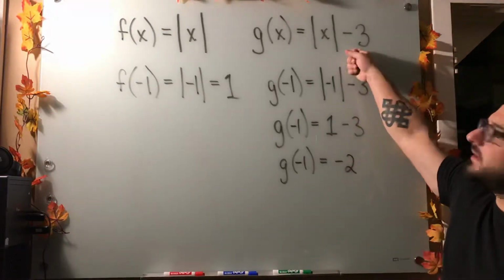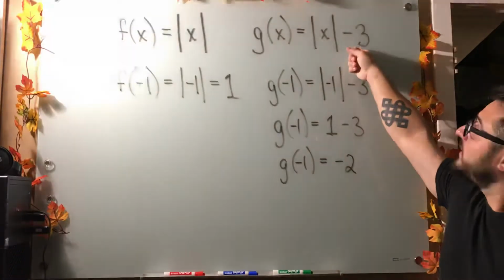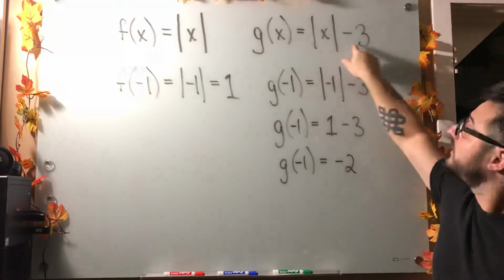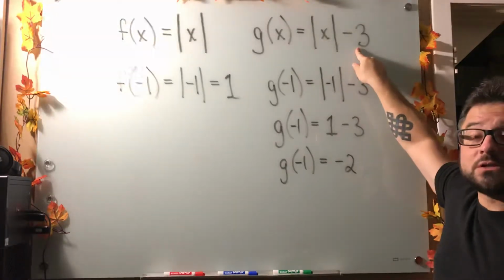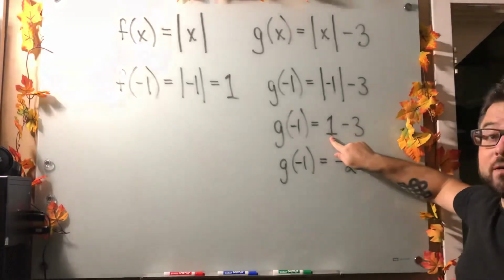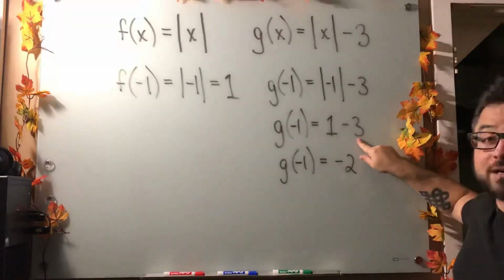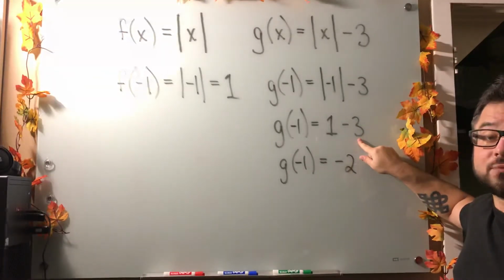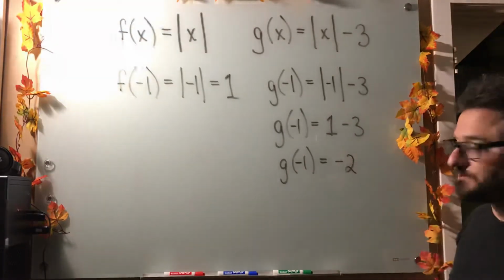That's why the addition or subtraction happening after the absolute value operation creates a vertical shift. It takes all of the original output values and then subtracts, in this case, subtracts 3 from every one of the y values that was originally produced in the function.